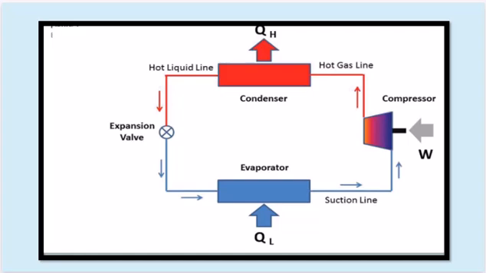Energy flows. W: work input to the compressor. Q_H: heat rejected from the condenser to the environment. Q_L: heat absorbed by the evaporator from the surroundings.